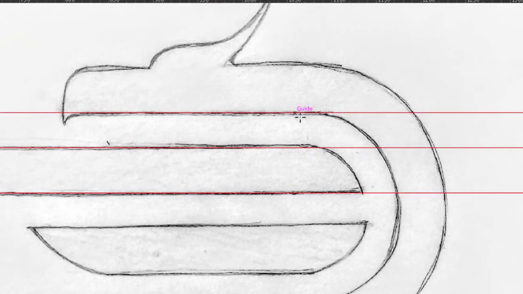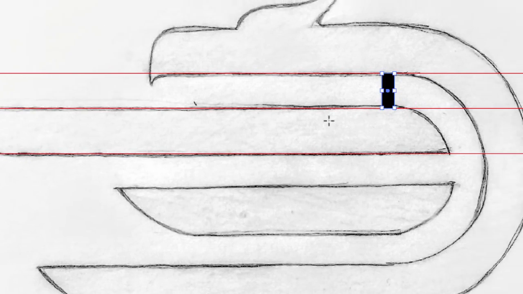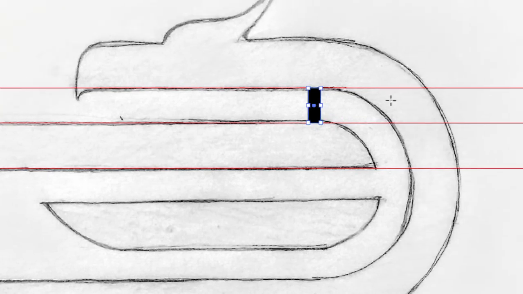Make a rectangle between the 2 first guides. Then fill it with black. Make another rectangle between the second 2 guides. We will use them to measure the rest of the logo elements.